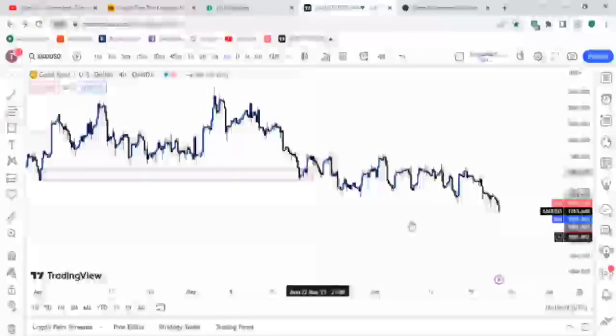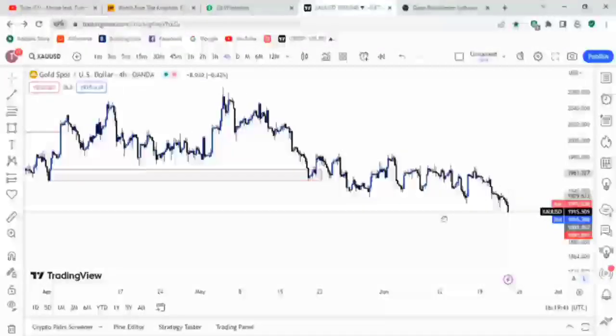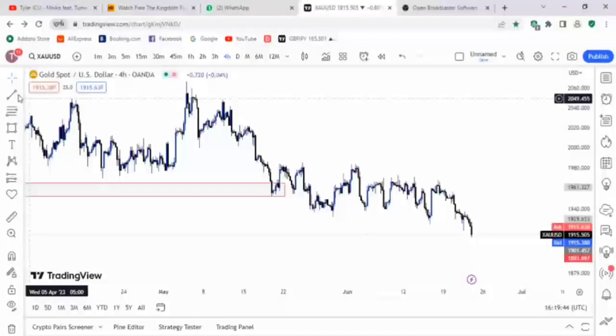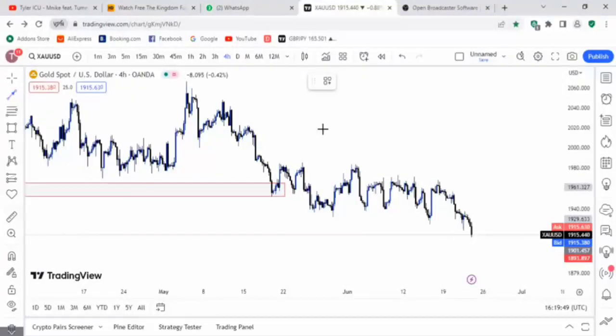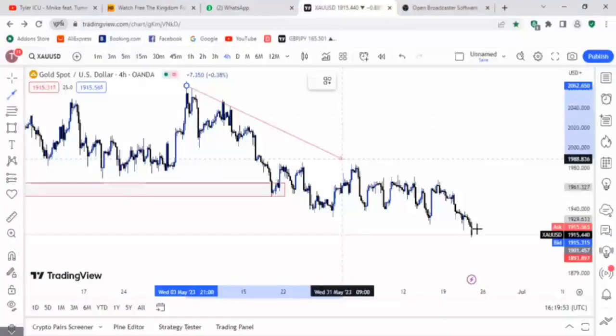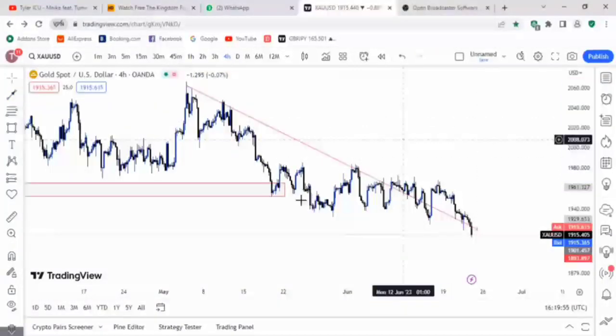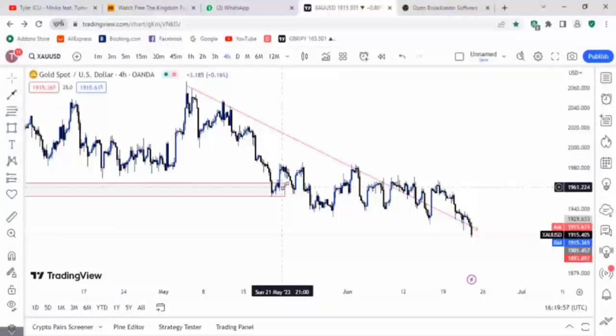Now the current structure shows that gold is moving in a downtrend. Gold is moving in a downtrend. You can see this is a downtrend. See, this is a downtrend.